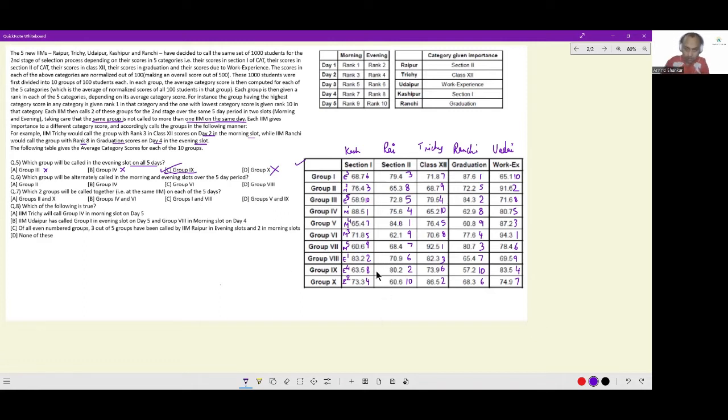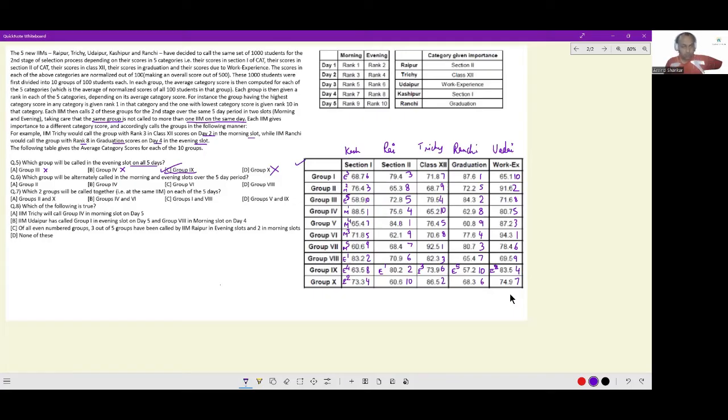This is day 1 evening slot. Group 9 for Raipur will be day 1 evening slot. Here it will be day 3 evening slot. Here it will be day 5 evening slot. And here it will be day 4 evenings. No, sorry, day 2 evening slot. It will always be called in an evening slot. Group 9. Done.